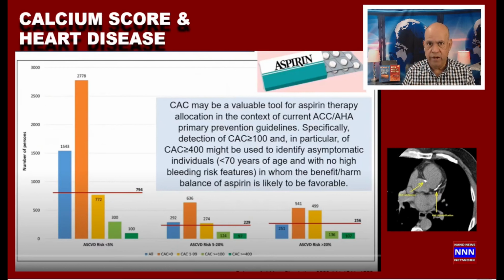And here's a study showing the aspirin. When do you give aspirin to someone with a calcium score, whatever it is? If the calcium score is 0, there is no benefit from aspirin prophylaxis as a primary prevention of cardiovascular events. However, if the calcium score is greater than 100, they may benefit by taking aspirin. And if their calcium score is much higher, they may also benefit by taking statins.